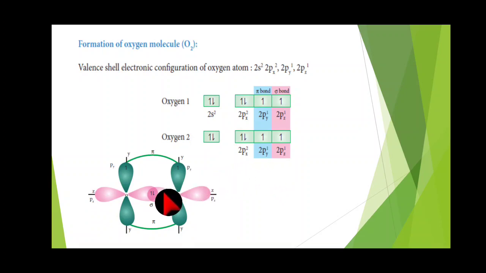Now we can find head-on overlap forming a sigma bond, and sideway overlap forming a pi bond also. So one sigma bond, one pi bond. So between two oxygens, two bonds will be obtained. One is a sigma bond, another one is a pi bond. Right? Sigma bond and pi bond.